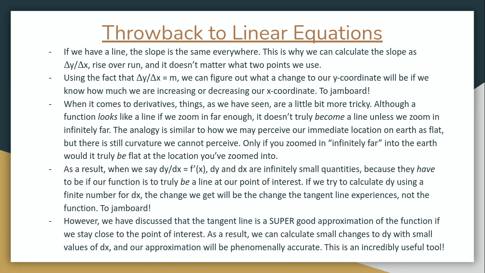As a result, when we say dy over dx equals f prime of x, dy and dx are infinitely small quantities because they have to be if our function is to be truly linear at our point of interest. If we try to calculate dy using a finite number for dx, the change we get will be the change the tangent line experiences, not the function, and we just described that. However, we've discussed that the tangent line is a super good approximation of the function if we stay close to the point of interest. As a result, we can calculate small changes to y, dy, with small values of dx, and our approximation will be phenomenally accurate. This is an incredibly useful tool.